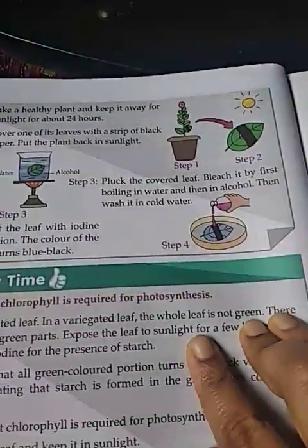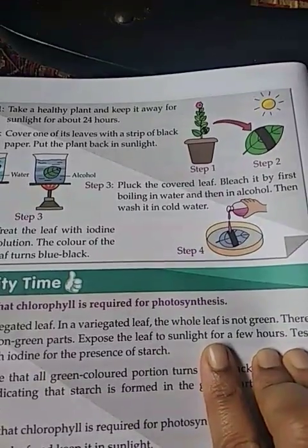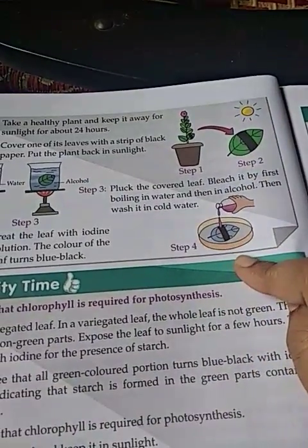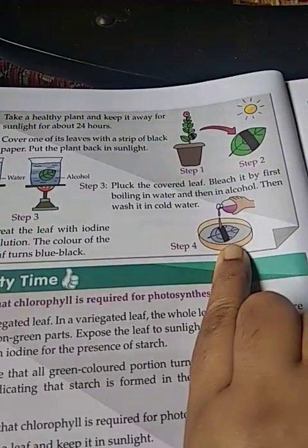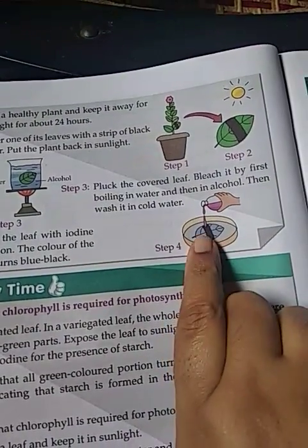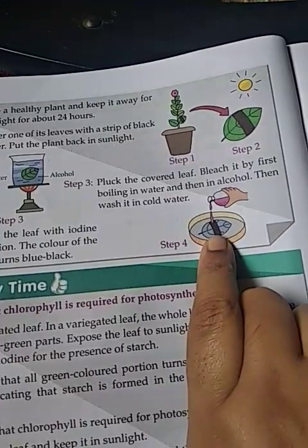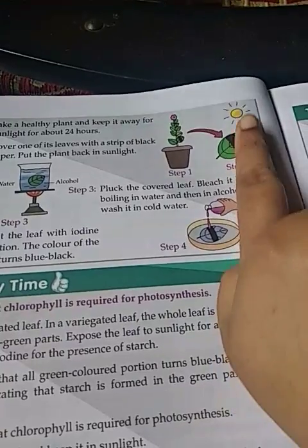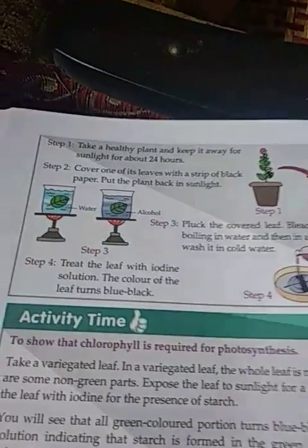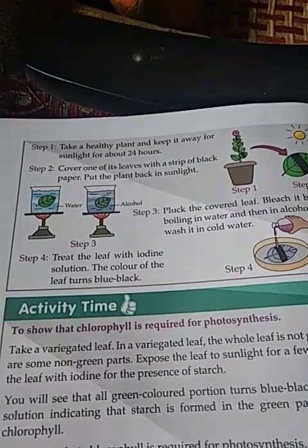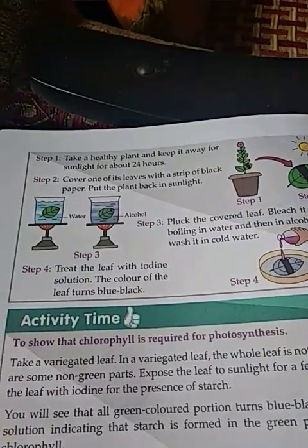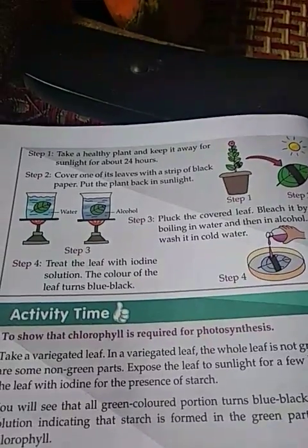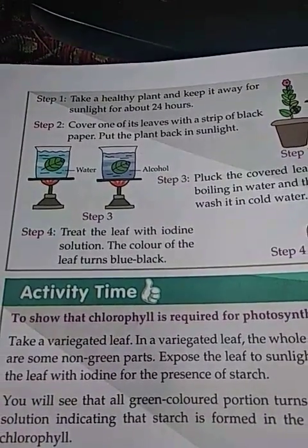Here on page number 60, it shows that the part of the leaf which was covered with black paper does not show the blue-black color in the presence of iodine, because it did not have starch, because it could not perform photosynthesis, because it was covered with black paper and so sunlight could not reach it. So this experiment proves that sunlight is needed for the process of photosynthesis.